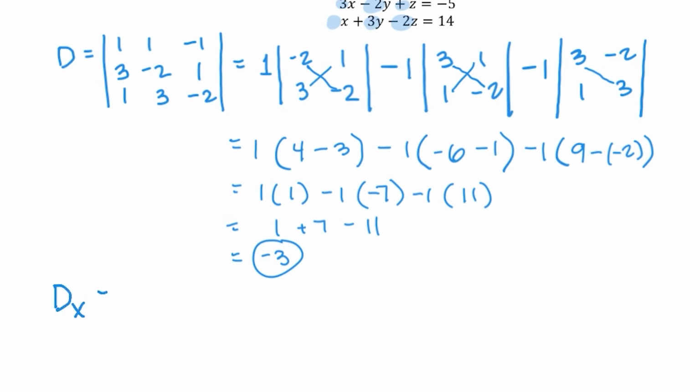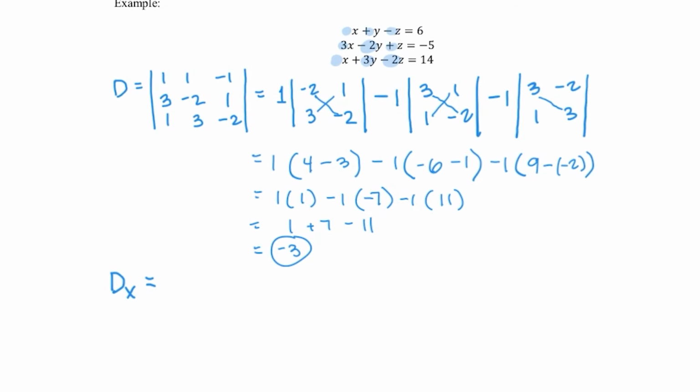Okay, so next one is D sub x. So what we do is we take this determinant right here, and we're just going to replace the first column with the constants from the equation, which in this case are 6, -5, and 14. So we'd have 6, -5, 14. Then the other numbers are the same. 1, -1, -2, 1, 3, -2.